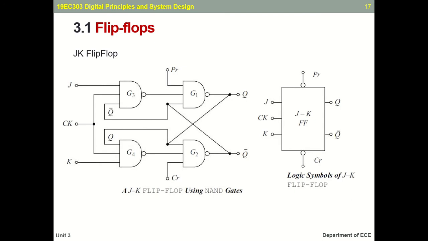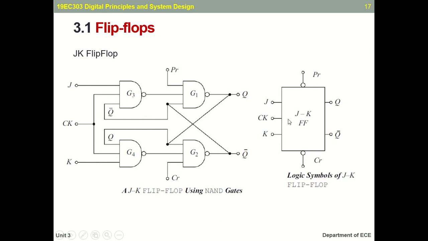Now the complete NAND implementation diagram of the JK flip-flop is given here. We have four NAND gates G1, G2, G3 and G4, and here also the cross coupling happens. In the previous SR flip-flop, the output was coupled only to G1 and G2, but here in the JK flip-flop the output is coupled to all four. For the odd-numbered NAND gates, Q bar is fed as one of the inputs, and for the even-numbered NAND gates, Q is fed as one of the inputs.